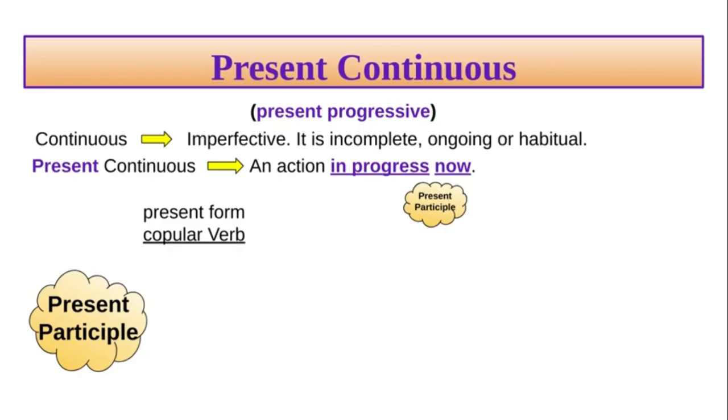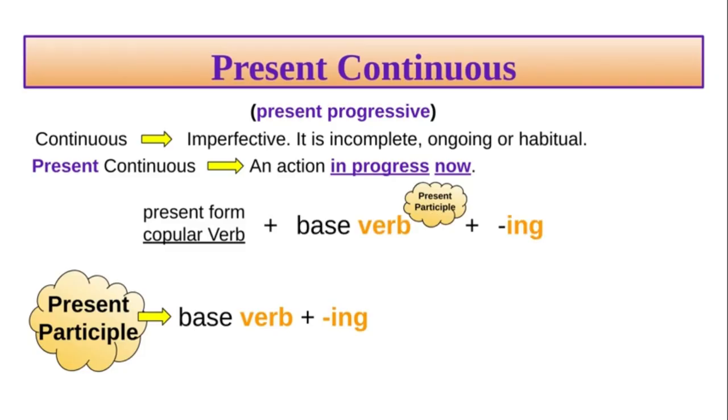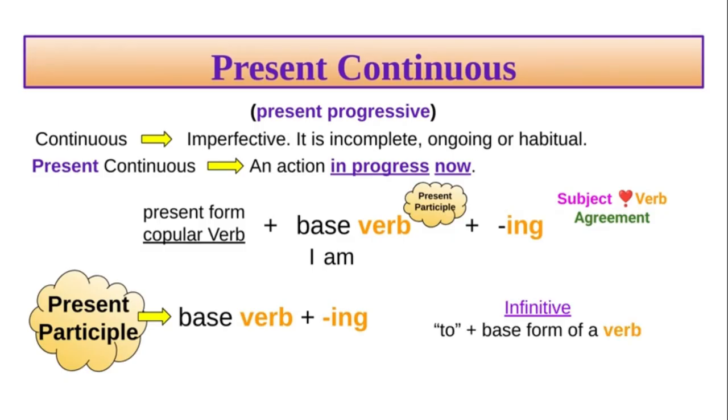A present participle is the base form of a regular verb plus an ing ending. Okay, so here we have it. Our formula is set up. Our first sentence using the first person singular pronoun I, the present form copular verb that agrees with the first person singular pronoun, am, the base form of the infinitive to walk, walk, plus the ing ending to match the present participle.